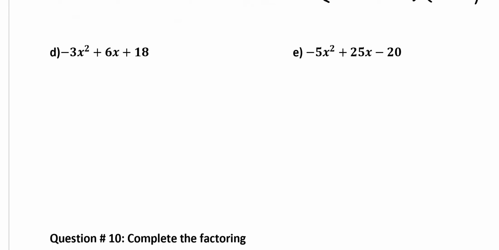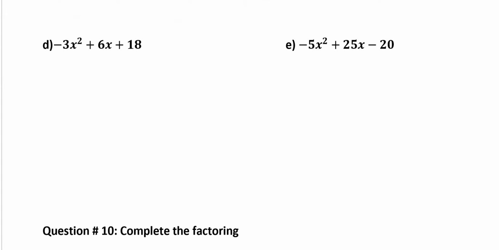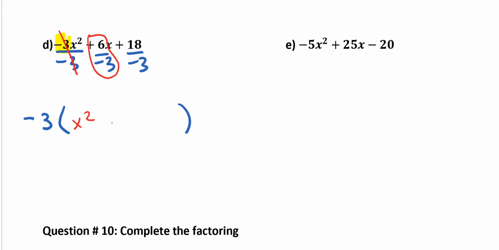Okay, let's go on. A few more to go here. For the next one here, there's a -3. For this particular problem, we need to factor out the -3. So that -3 is my GCF, and I'll divide every single term by -3. If I do that, I'm left with x squared, a -2x, and a -6.